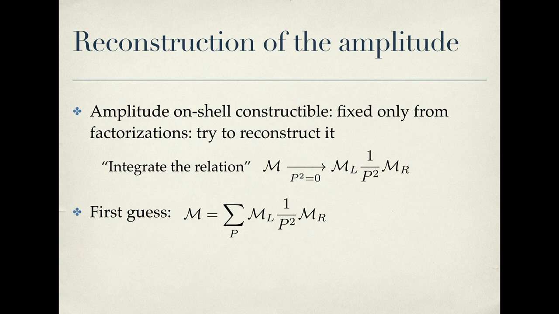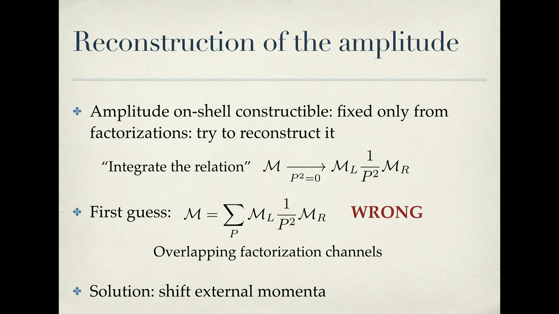But even if you pretend that it's fine, it doesn't work, because for a given channel with this pole P squared, these M left and M right have many other poles, and they overlap with other terms. If you look at the P squared in one term at that channel, then in another term the P squared would be hidden inside M left or M right. So there are many overlapping channels. So this is wrong, for many reasons.